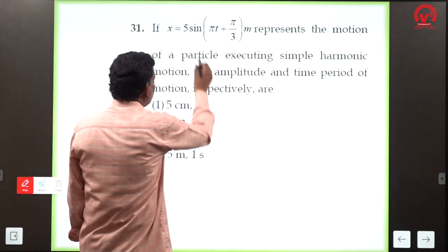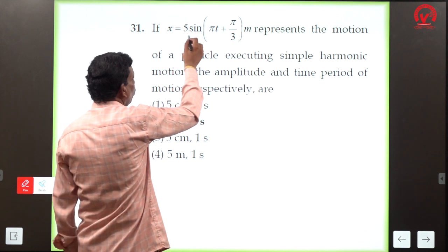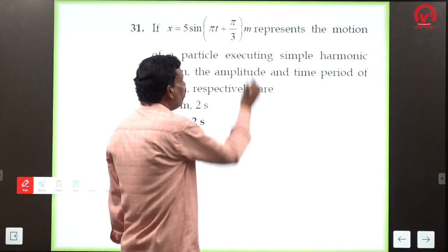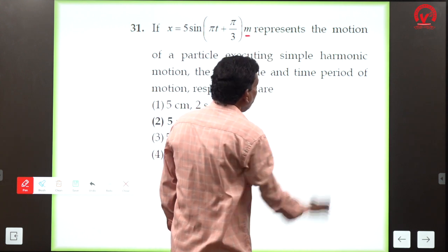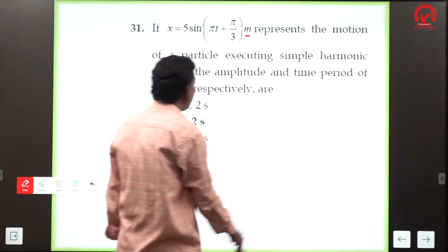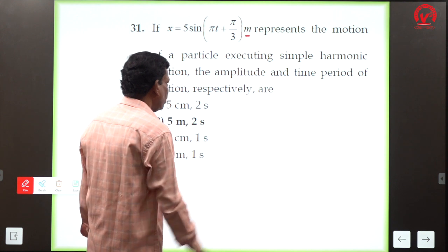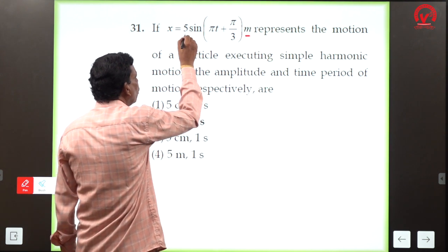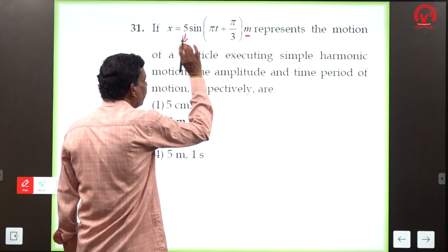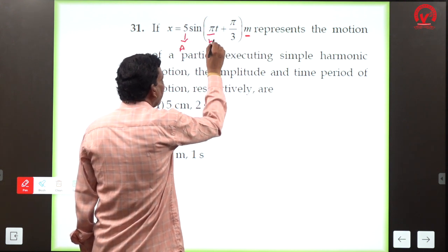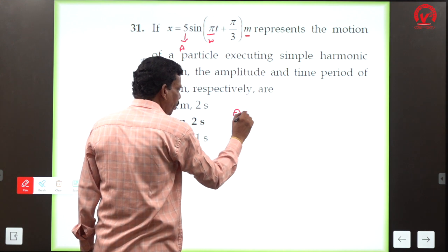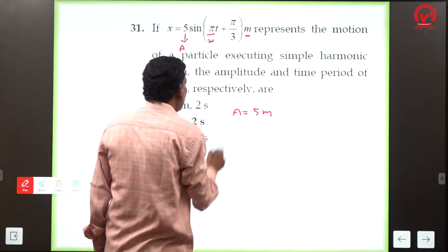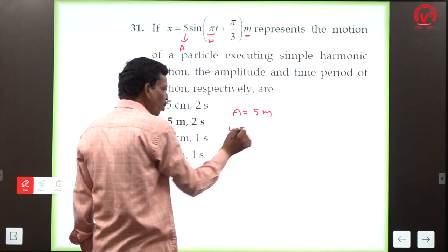They have simply given x is equal to 5 sin(pi t plus pi by 3) meter. It is a very important unit, meter. It represents the motion of a particle executing simple harmonic motion. They ask for the amplitude and time period. Directly we know this is the amplitude A and this is the omega. Then amplitude A is equal to 5 meter, and omega is equal to what?